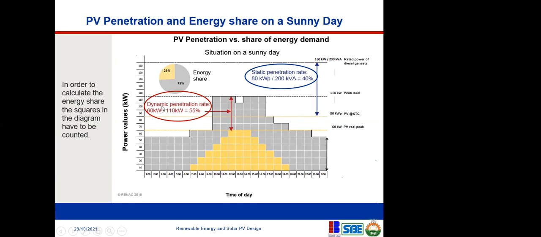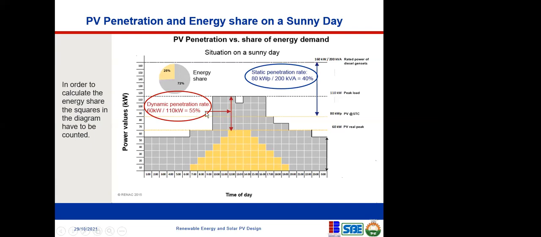Now, dynamic penetration is the actual energy that is being produced. So in this case, our solar system is producing only 60 kilowatts, and the generator can only do 110 kilowatts. Remember, our peak is 110, not 160. So that's our peak here. So your generator can only do 110 kilowatts. So dynamic penetration in this case is 55%.